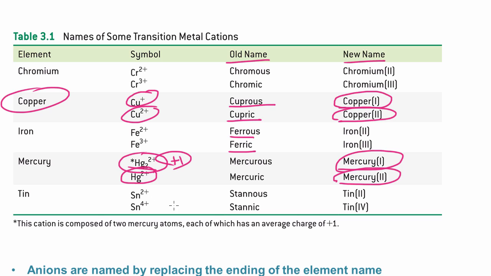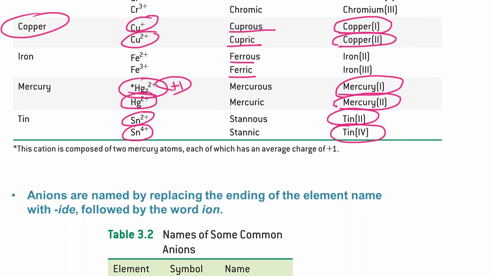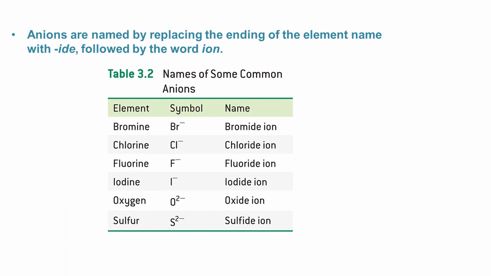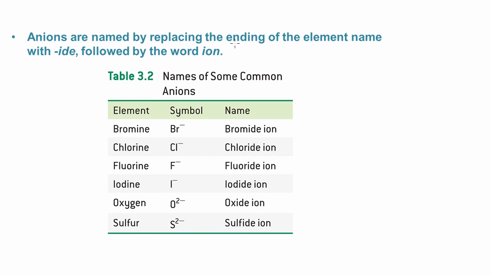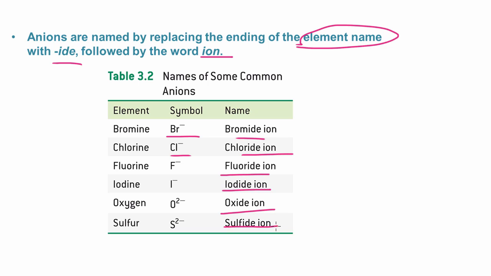Tin, which happens to be in group 4A, it can have a +2 or a +4 charge. So this would be the tin 2 ion. This would be the tin 4 ion. So practice naming these. As far as anions, we name them by replacing the ending of the element name with "ide," followed by the word ion. So here we have bromide ion. Here we have chloride ion, fluoride ion, iodide ion, oxide ion, sulfide ion.